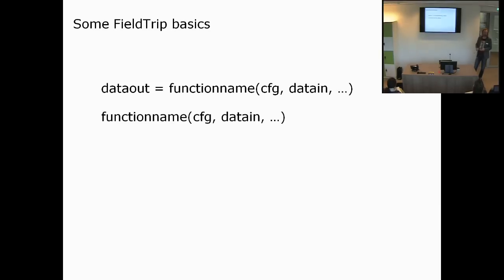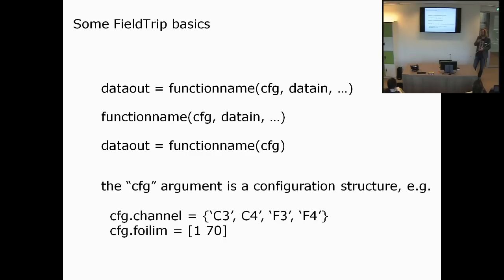Some of the FieldTrip functions do not produce output as a data structure, but they produce a figure. Some of the functions do not take input arguments, such as the pre-processing function, which reads data from disk and then starts doing something with it. But in general, what you see is that all of these define how the function should behave.